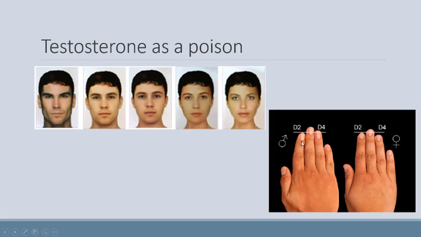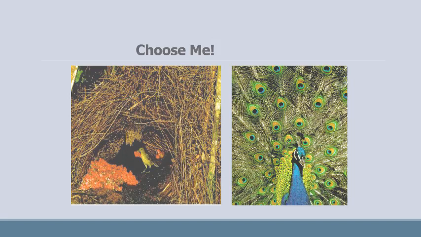This ratio is actually a good correlate for exposure to testosterone and has been shown to be a correlate for reproductive success in many environments as well. So all this is to say that testosterone does seem to increase the attractiveness of males. The problem is testosterone is a poison, right? It wrecks the immune system, it can wreck the organs, it can be very detrimental to the body. So why are women selecting a mate that is signaling high amounts of testosterone?